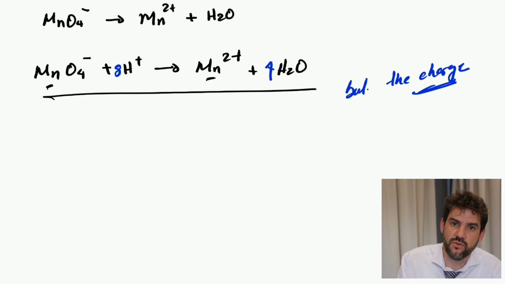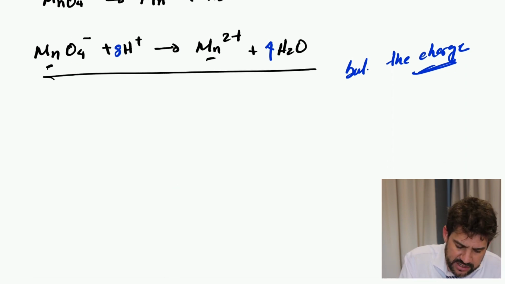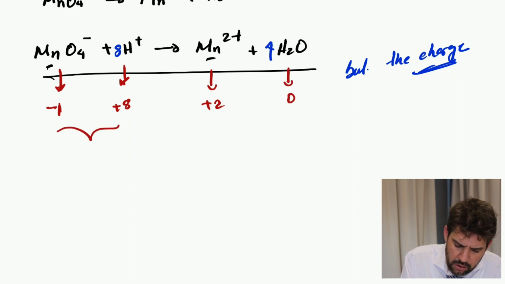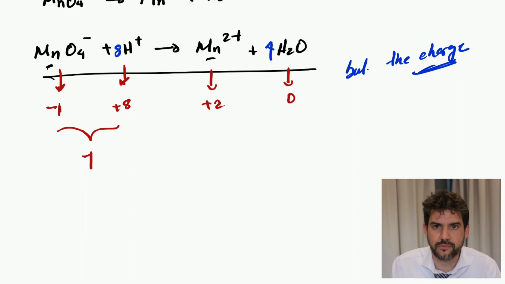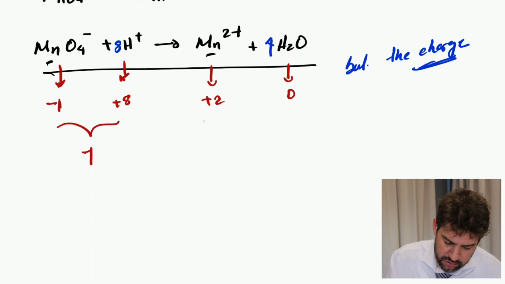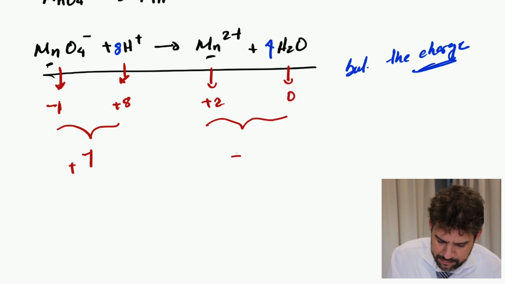Balance the charge. We're going to add the electrons to the more positive side. But before, we are going to determine which side is more positive. So the charges here are the following. For here we have -1. The charge here is, guys, +8. All right, I hope you are with me. Here is +2 and here is 0. Overall, the charge of the left side is +7, which is 8 minus 1. The charge on this side is +2.